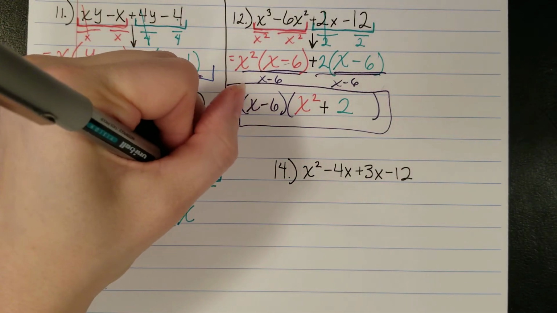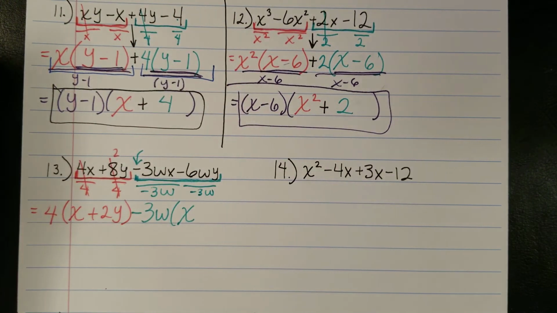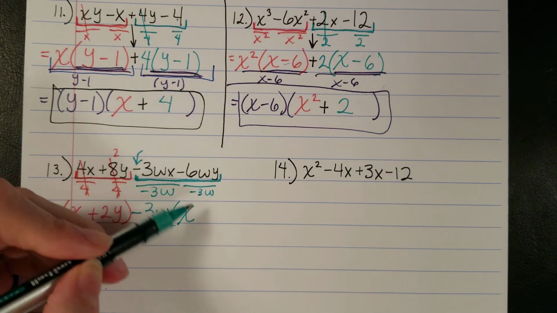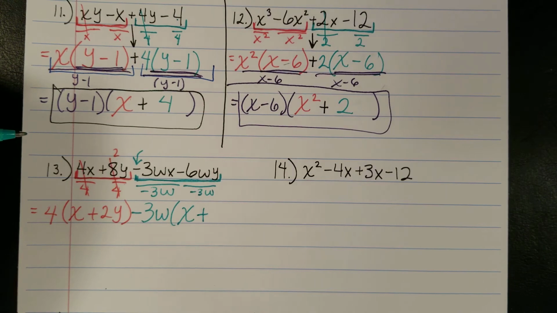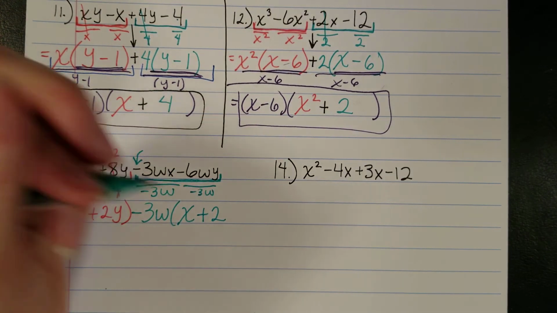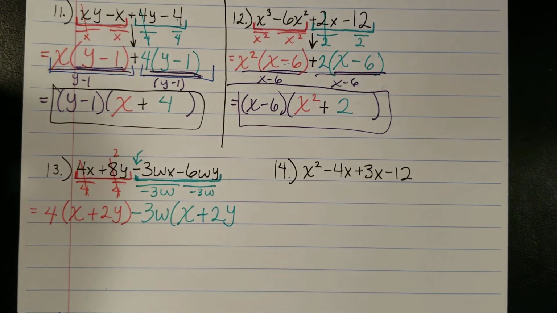And then divide the next term by negative 3w. So again, the negatives would cancel out, so that would make that a plus. And then 6 divided by 3 is 2. The w's would cancel out, and I'd bring down the y and close the parentheses there.